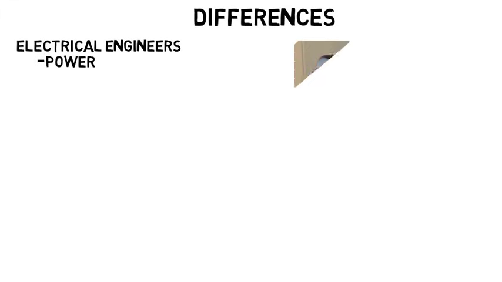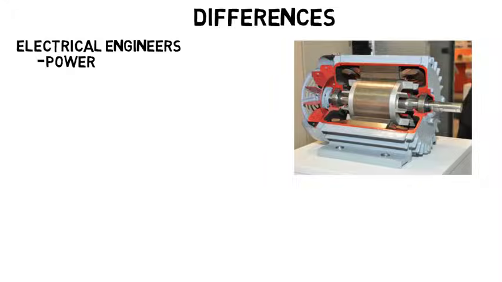But now let's look at their differences. Electrical engineers take a power class, where they learn about electric motors and generators. Electrical engineers take a class on communications, specifically AM and FM radio waves.